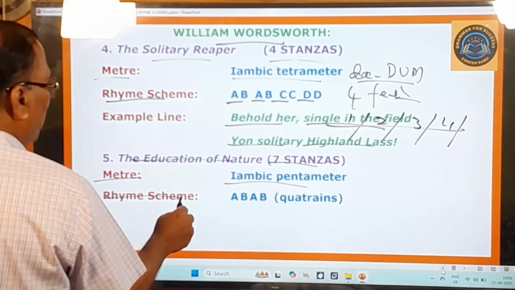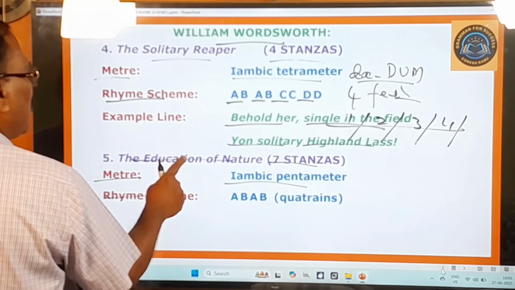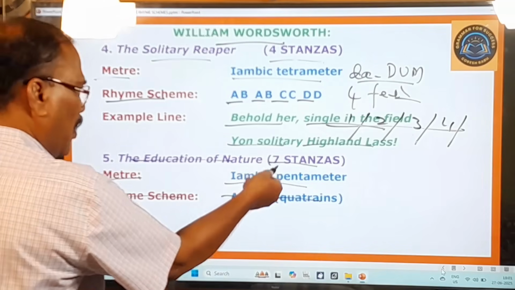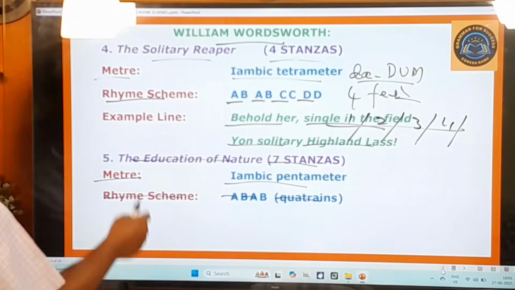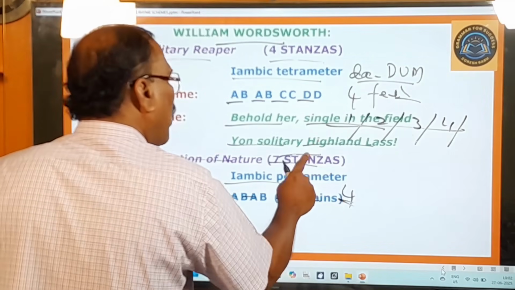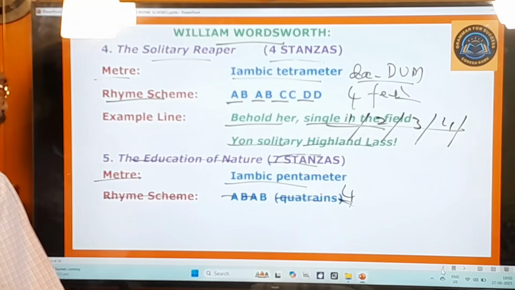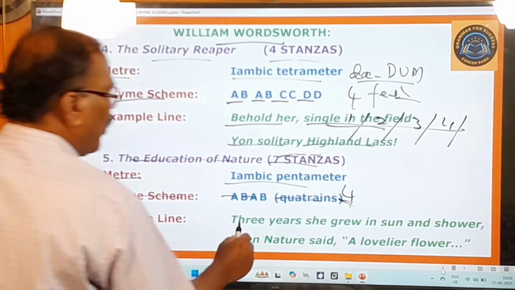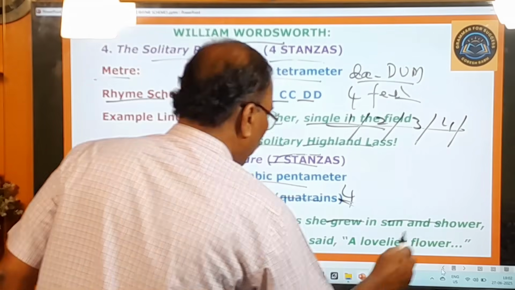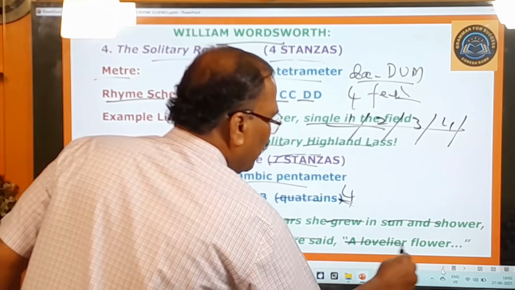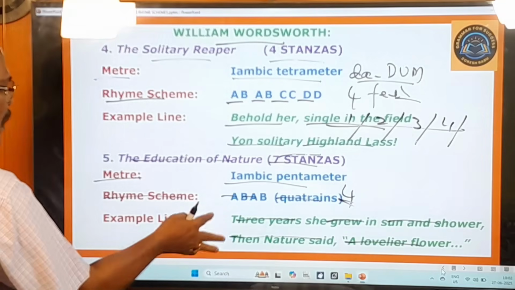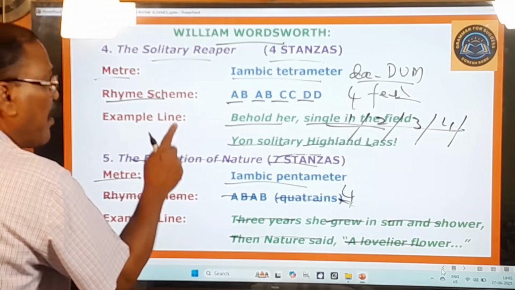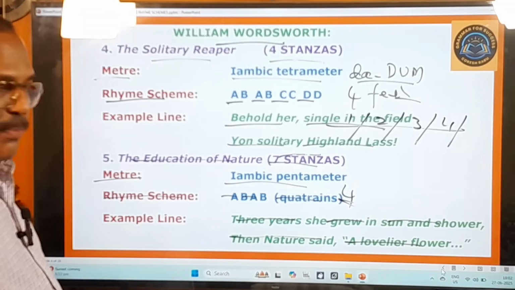The rhyming pattern followed in this poem is AB quatrains. All quatrains are there. 7 stanzas with 7 quatrains are there in this poem. Okay, 7 four-line stanzas are there in this poem, The Education of Nature. And here one example is given for your understanding sake: "Three years she grew in sun and shower, then nature said, a lovelier flower." So these are the poetic lines taken from The Education of Nature. And now you move on to other poems.